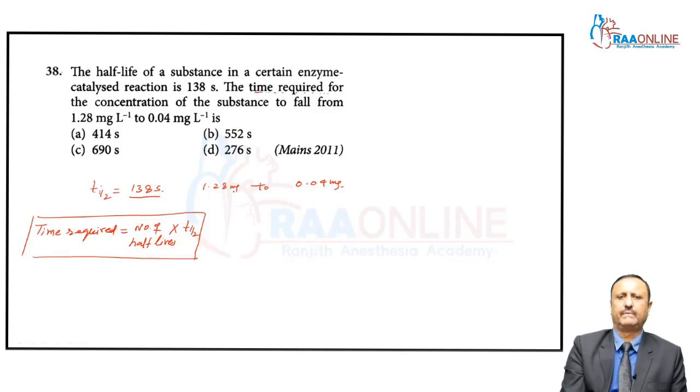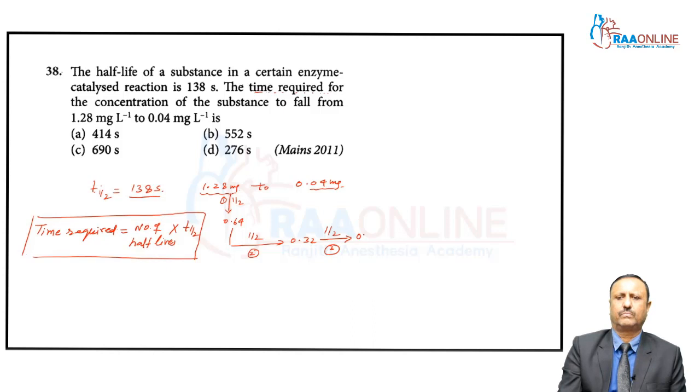Here, for 1.28 milligram, you can calculate the number of half-lives, because you can see the initial concentration is 1.28 and the concentration goes down to 0.04. When 1.28 is divided by 2, the first half-life, you get 0.64. Now, my dear students, for the second half-life you divide by 2 again and get 0.32. Now it is divided by 2 again; this is called the third half-life.